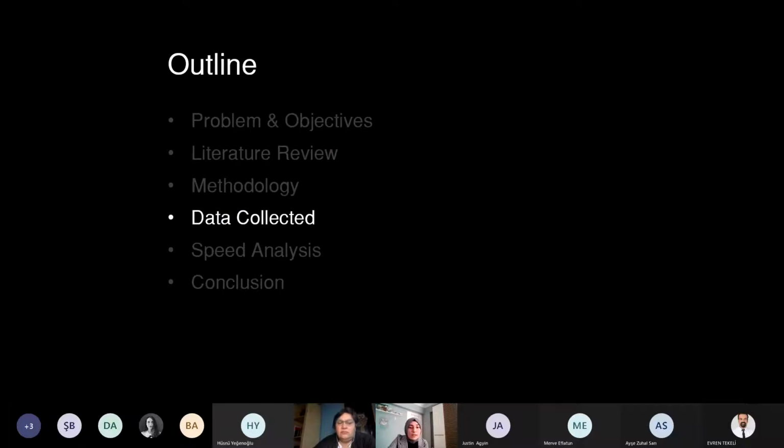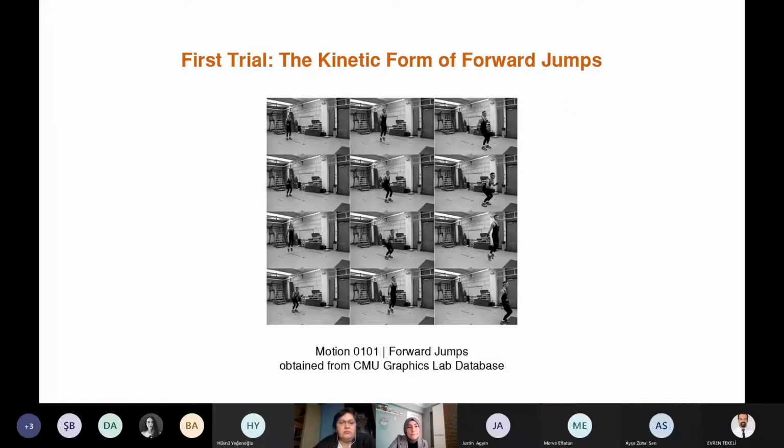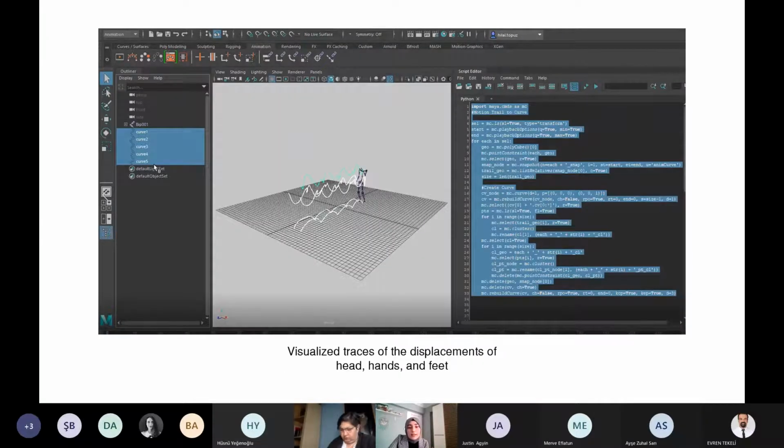Now I'm going to show you the data collected. This is the first motion type that I worked on in the motion sculpture process. It's called forward jumps. Here you see the screenshots taken from video 0101. It's the first motion type available in the utilized database. And these are the visualized traces of the selected parts of the body.